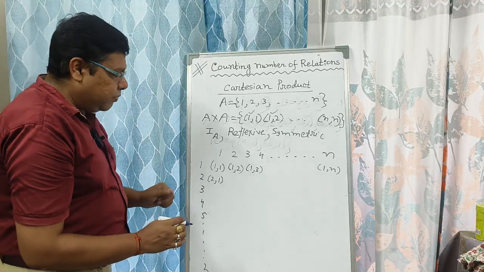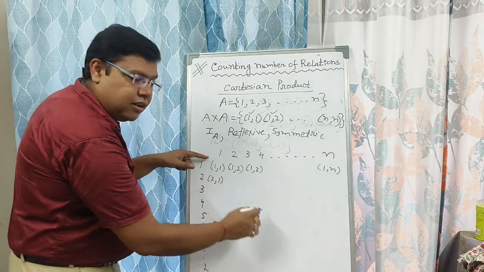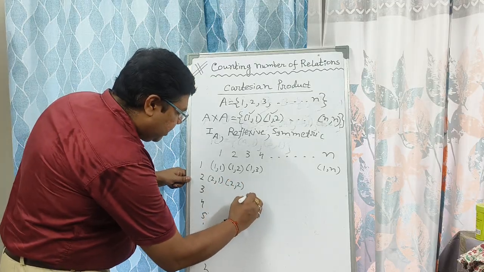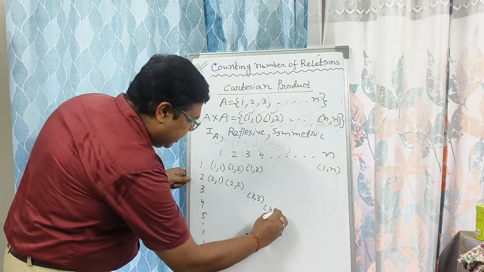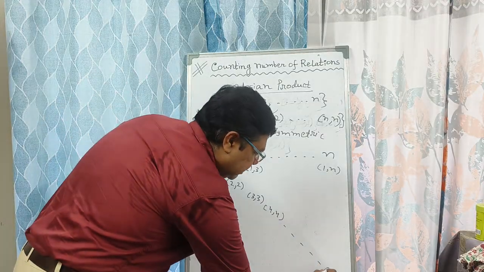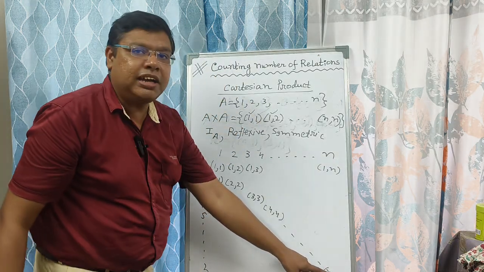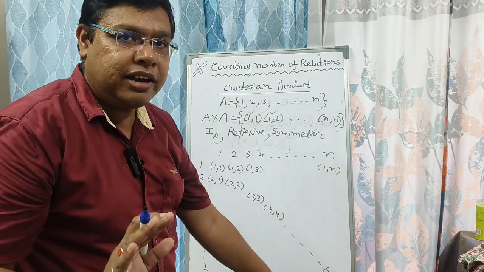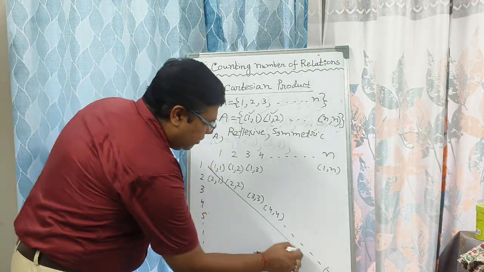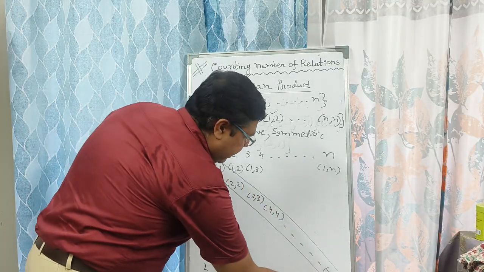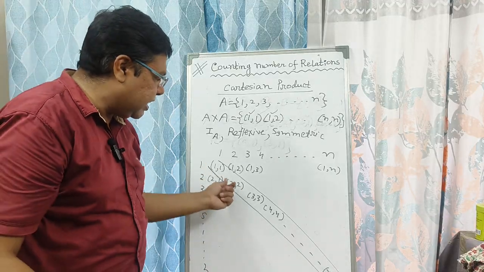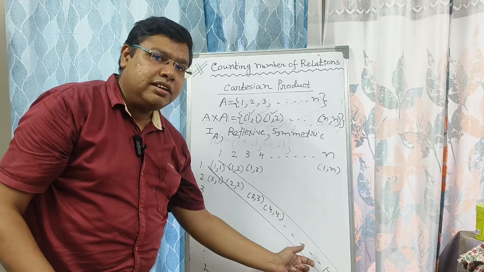Clear? So what I am focusing on, you see, is the diagonal. If you see the diagonal, here I will get 2 comma 2, then 3 comma 3, then 4 comma 4, like this. At the last corner you will get n comma n, and that is the last ordered pair in this Cartesian product. So if you focus on this diagonal, the elements are the same: the first element and second element are the same. These are the special elements placed in the diagonal.